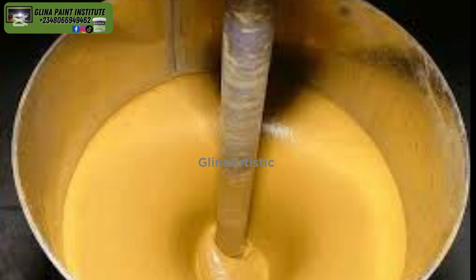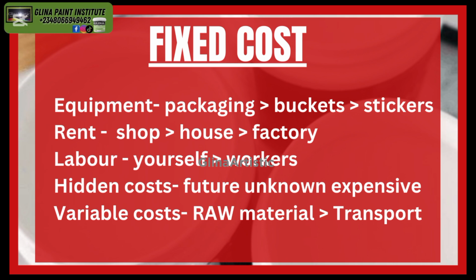You understand? So now, under equipment, you have your buckets, your stickers, whatever you call it, which are your packaging. Then we have rent. For the rent, you have your shop or your house, wherever you're using to do your business. Then for the labor, you have paying yourself or your staff. That is for the large scale manufacturing process.